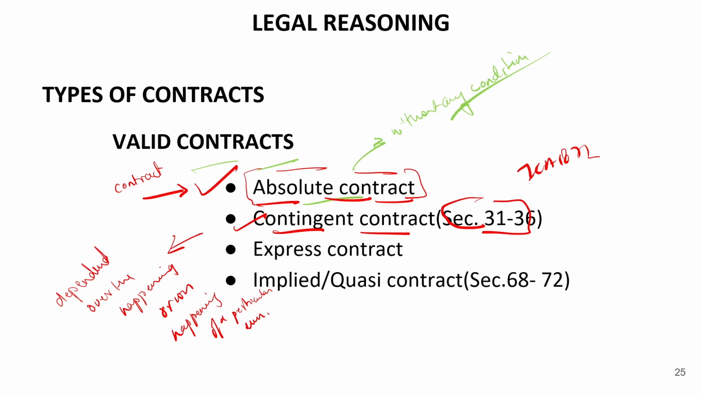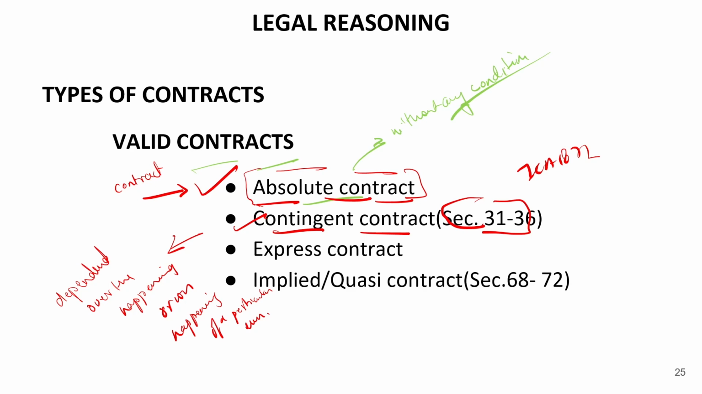I'll give you an example: A contracts to pay rupees 10,000 if B's house is burnt. So now there is a condition mentioned in that particular agreement, that if your house is burned, then I will pay you 10,000 rupees. So it will never be the liability of A to pay B 10,000 rupees unless the house of B gets burned. So this is a perfect example of what we call a contingent contract, which is dependent on the happening or non-happening of a certain event.